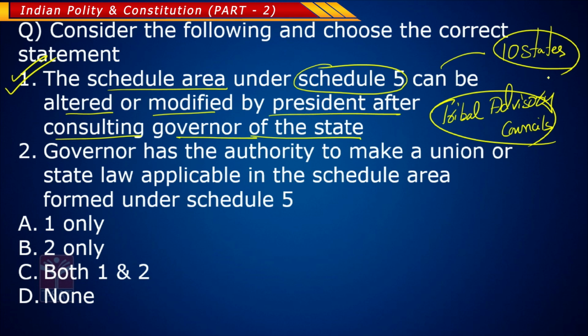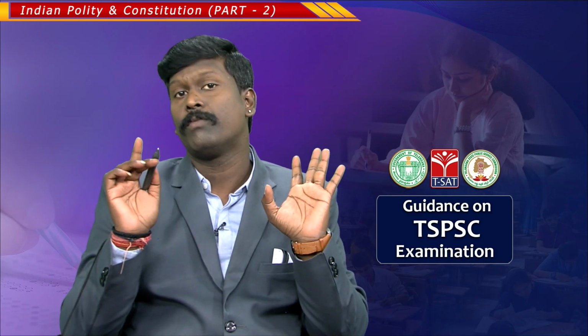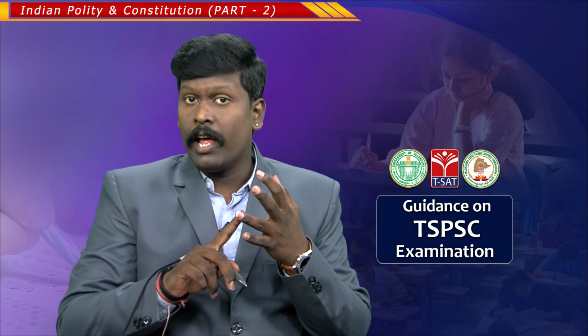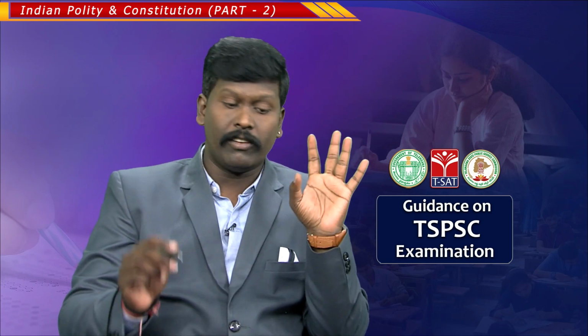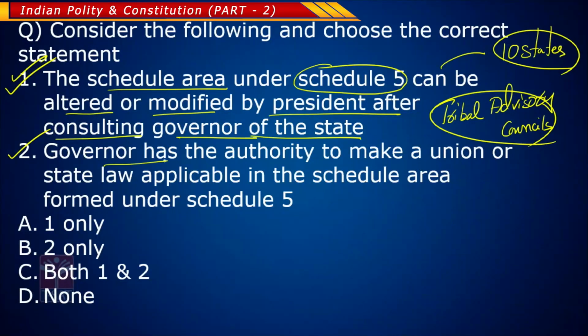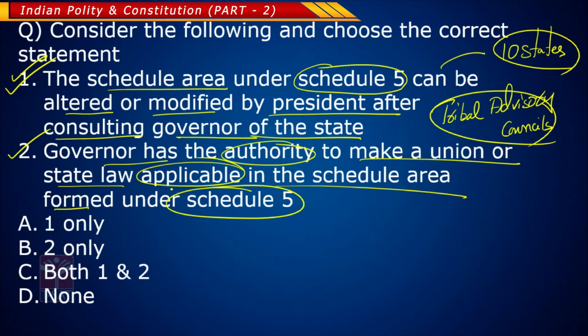Now, this schedule area recognized as per Schedule 5 of the Constitution can be modified, altered by the President only after consulting the Governor. Now, this is correct. Now, look at the second one. The Governor has the authority to make a union or state law applicable in the schedule area formed under Schedule 5. Many of the students I see think this is a wrong statement. It should be President of India, not Governor, is what they feel, but it is an absolutely correct statement.